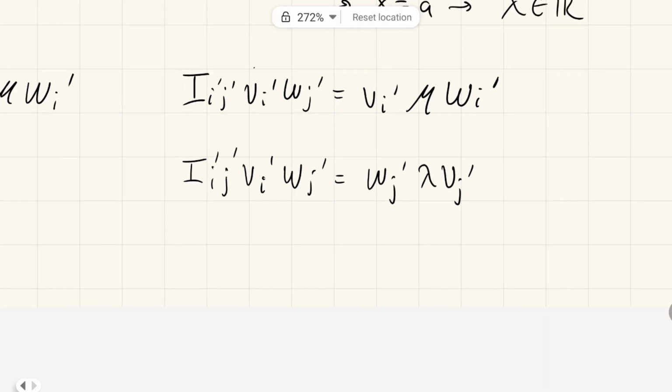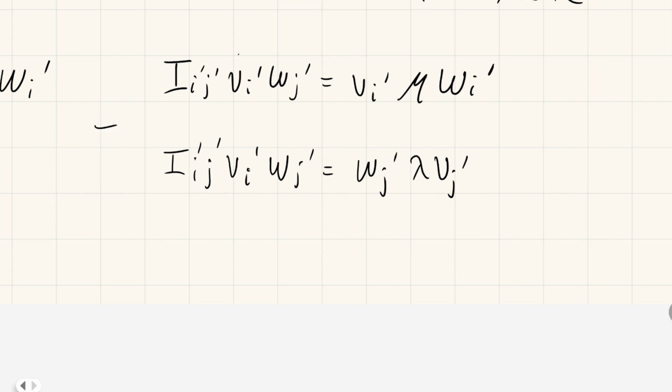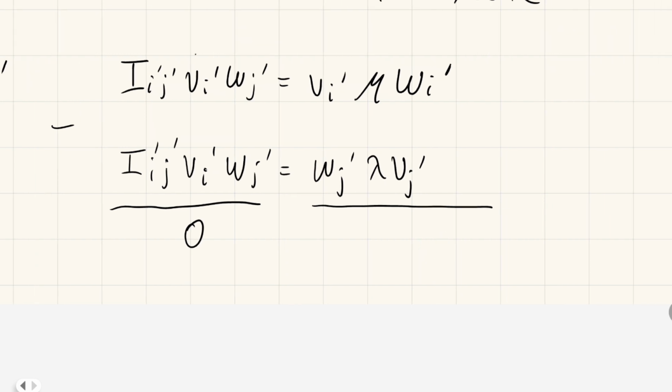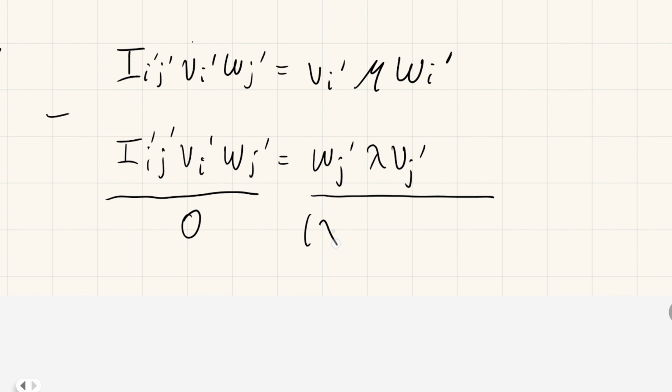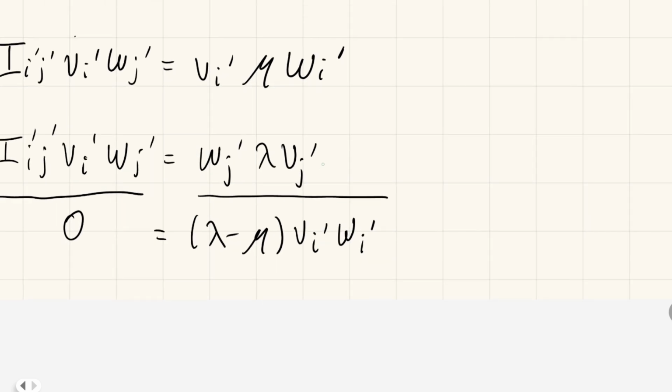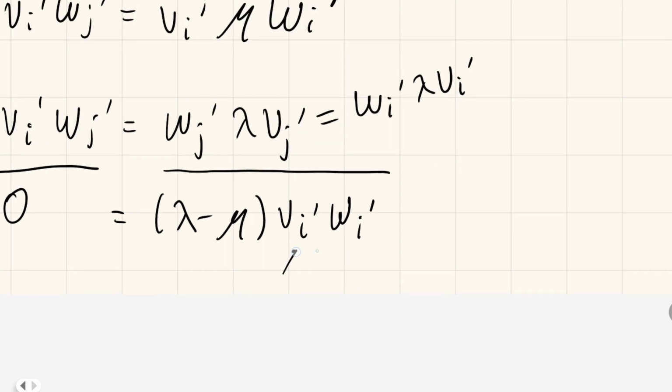So again we are going to subtract both equations. In this case we are going to get 0, and in this case we are going to get lambda minus mu Bi prime Wi prime. Notice that here I'm changing the J index for an I, because this can be seen as omega I prime lambda Bi prime. So there is no problem. That's why the index is the same in both quantities.